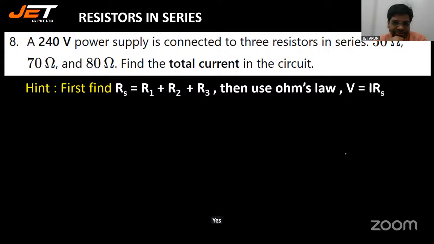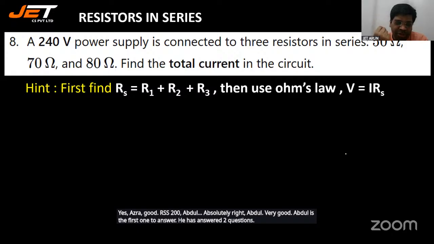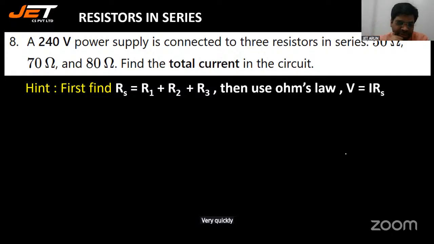Yes, Hazra, good. Charan, good. RS is 200. Abdul, absolutely right, Abdul. Very good. Abdul is the first one to answer. He has answered 2 questions very quickly and correctly. Good, Abdul. Abdul, you're doing good. Really good. Great. Great, actually.